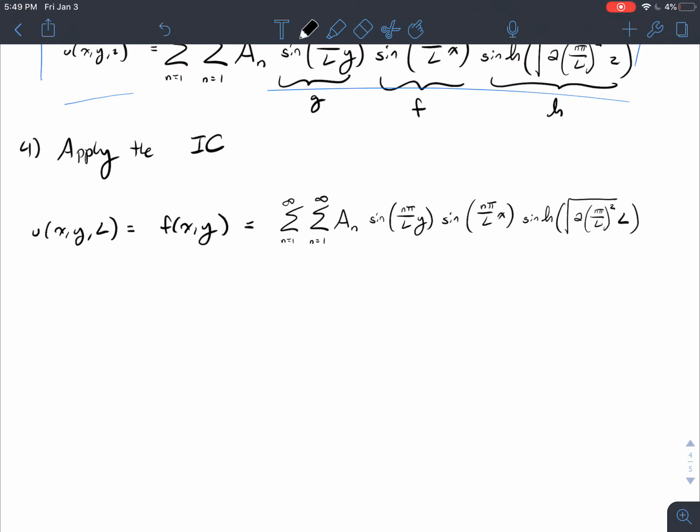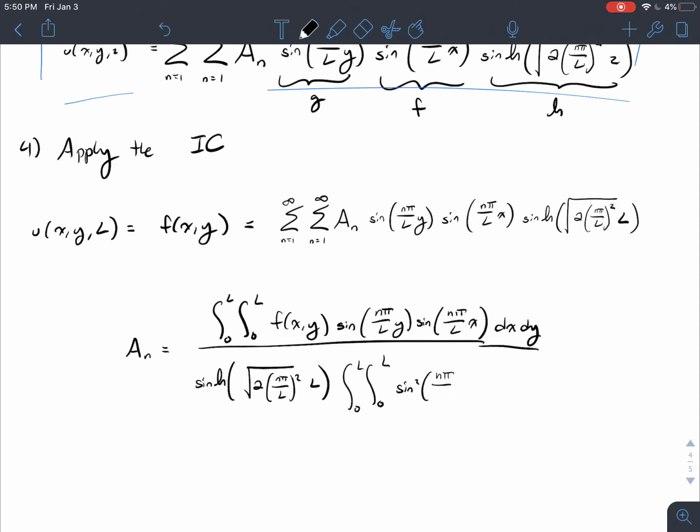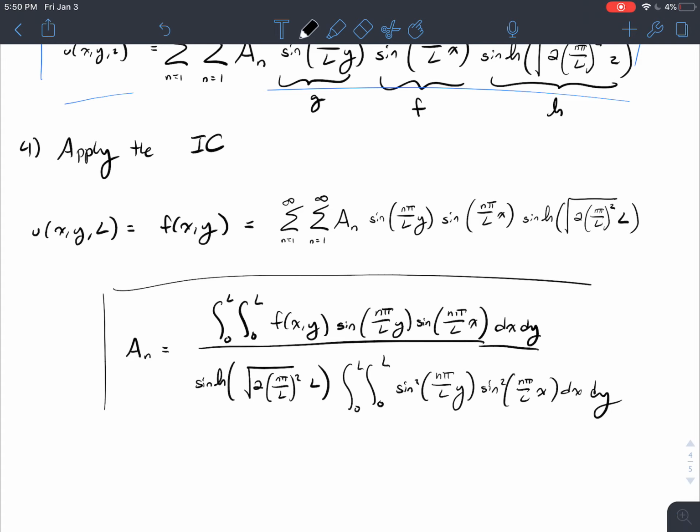If you have watched my orthogonality video, or if you have a good sense of orthogonality already, what we find is that A of n is simply going to be equal to the initial condition f of x, y integrated over x and y, times sine of n pi over L y, sine of n pi over L x, dx dy, divided by 2 n pi over L squared L, the double integral again, of sine squared n pi over L y, sine squared n pi over L x, dx dy.